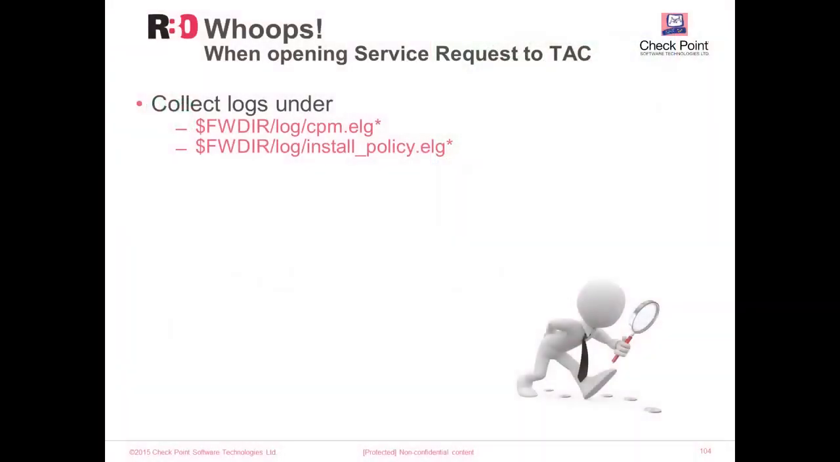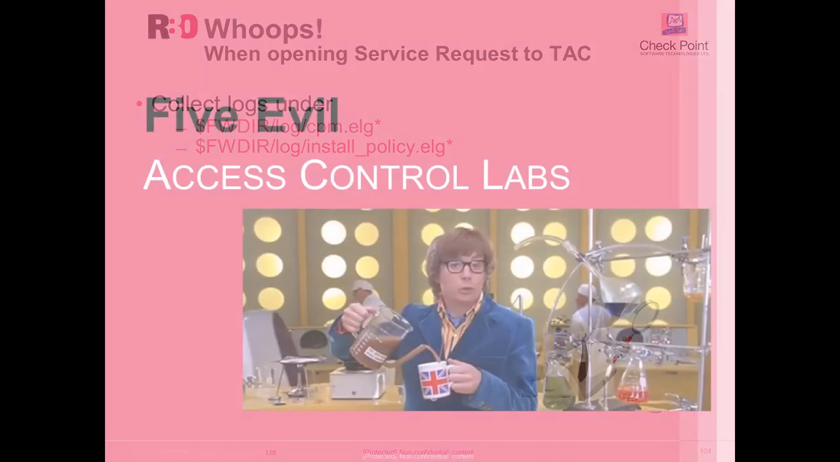So, what should I do if something goes wrong? Well, when opening a service request to the Technical Assistance Center, you should of course send the CPinfo file. But in addition to that, if you know that there are issues with access control, you should collect the following log files. So you should collect the cpm.elg, that's the place to be. You can start reviewing that file and see if you have some kind of error message that will hint to where you have issues. And you can also check the install_policy.elg file. It can give you hints on what went wrong during the policy installation cycle.